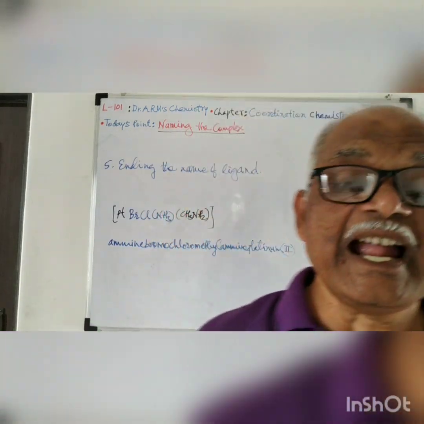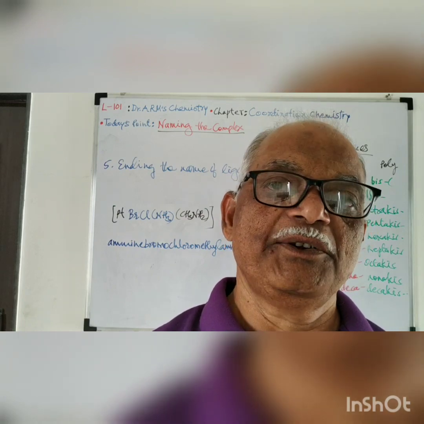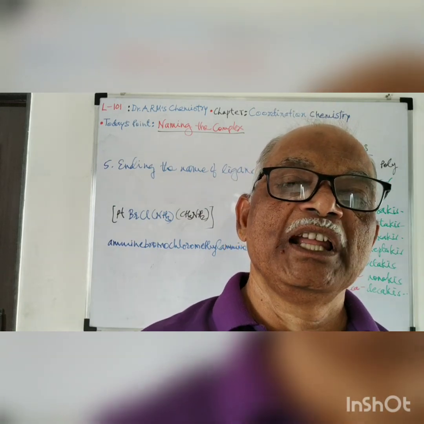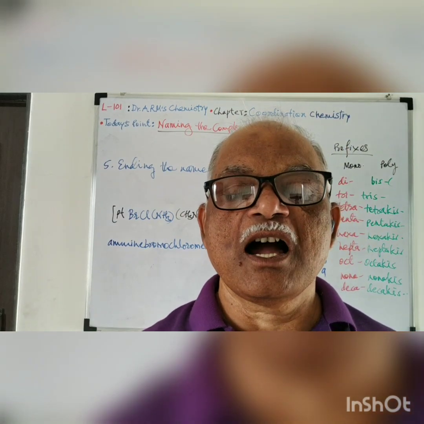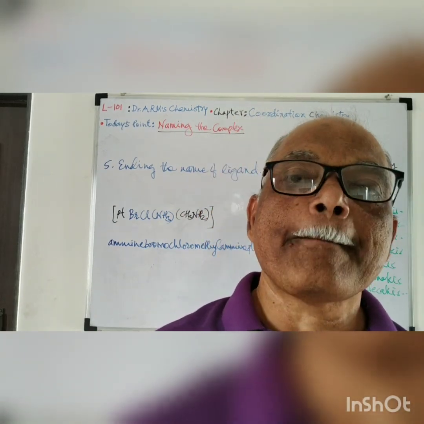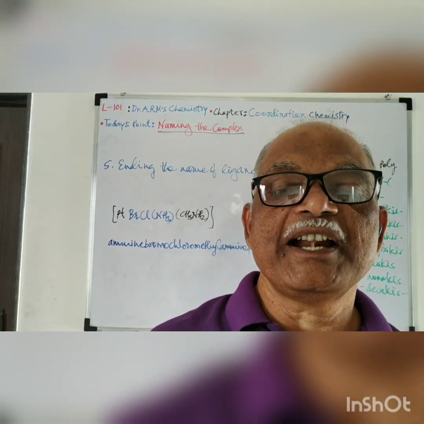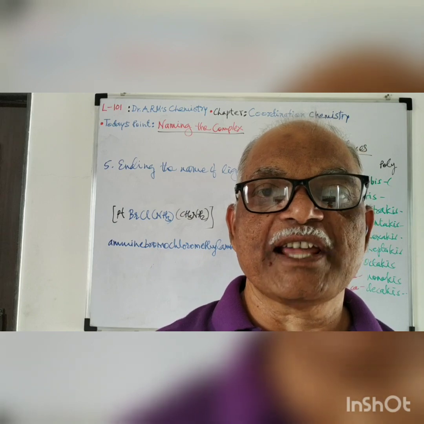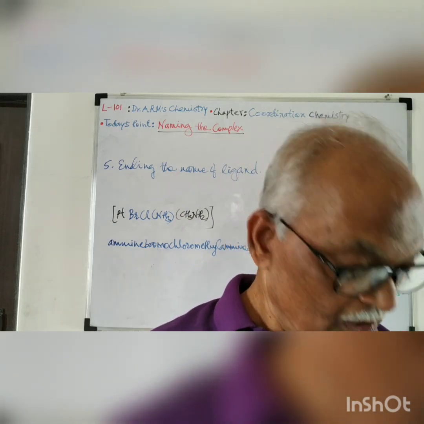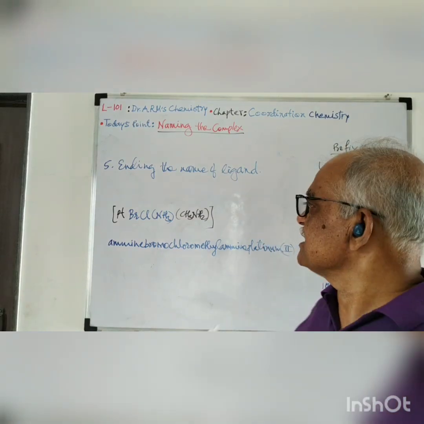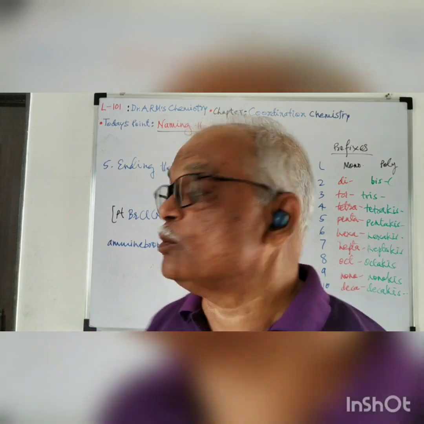When the ligand is neutral, there is no change in the name of the ligand. For example, amine is written as amine. We have seen that if the ligand is water, it is written as aqua without any change. In this way, if the ligands are anionic, the name of the ligand ends with O.